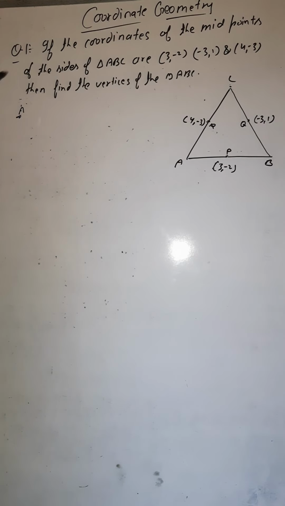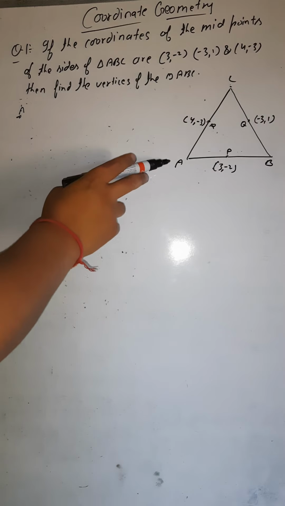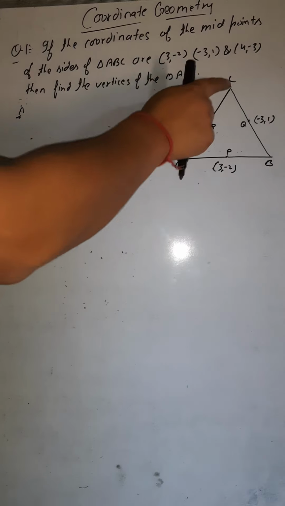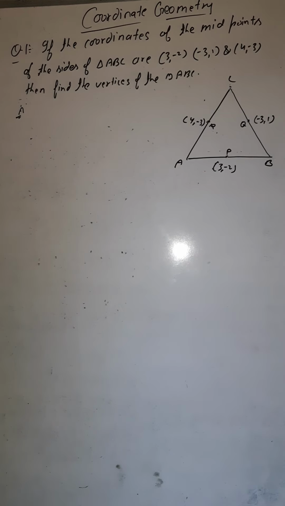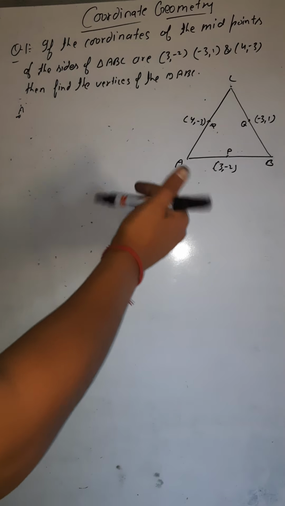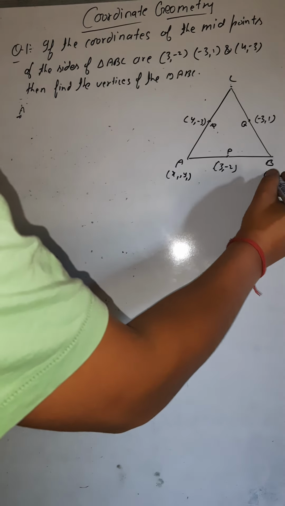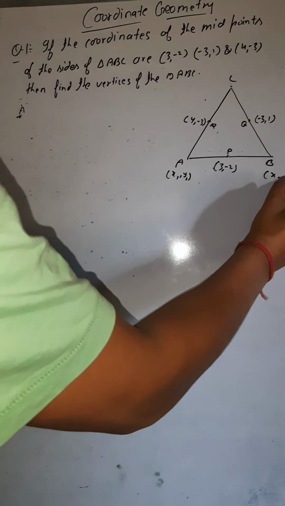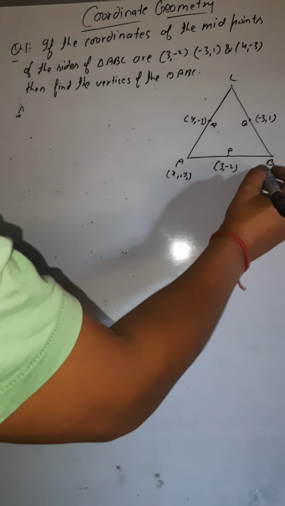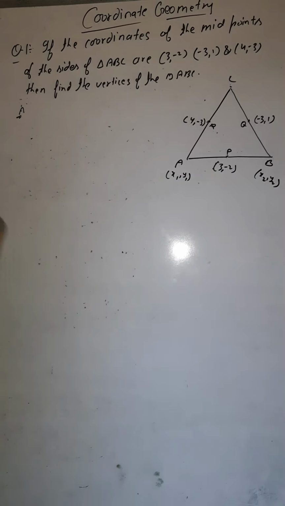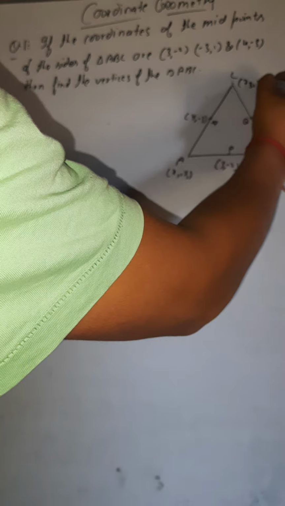What do you have to find out? Find the vertices of the triangle. That means you have to find the coordinates of A, B and C. These are the vertices, so their coordinates you have to find out. Let's say the coordinates of A are (x1, y1), the coordinates of B are (x2, y2), and the coordinates of C are (x3, y3).